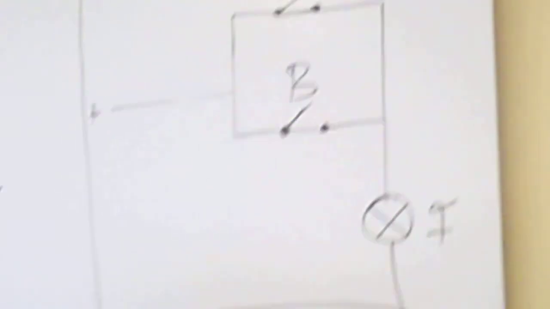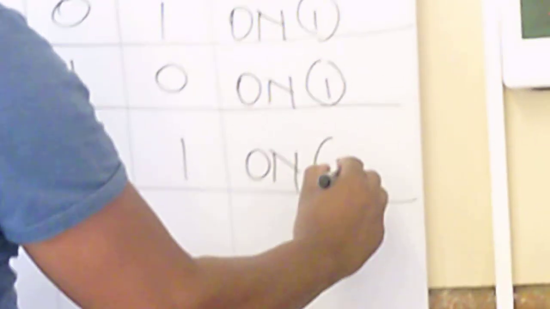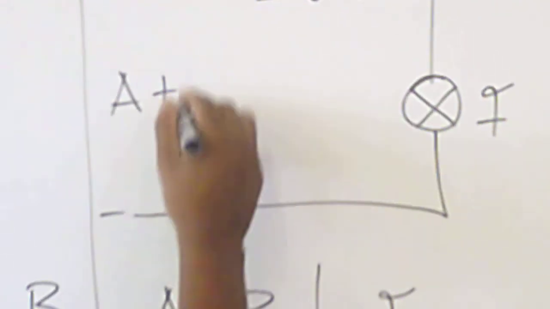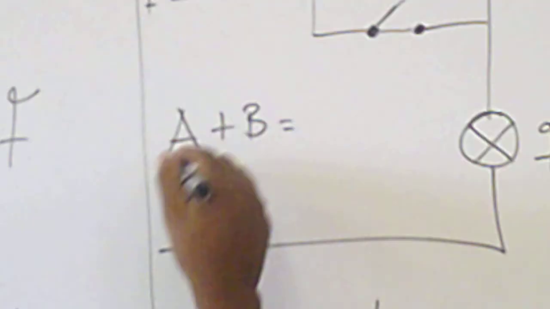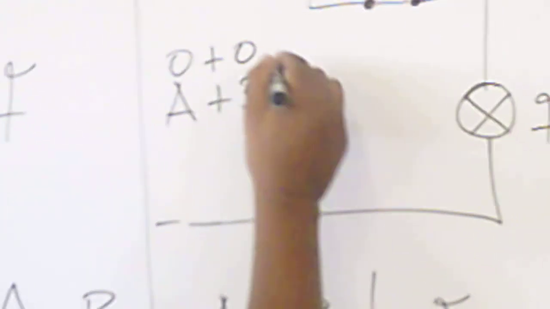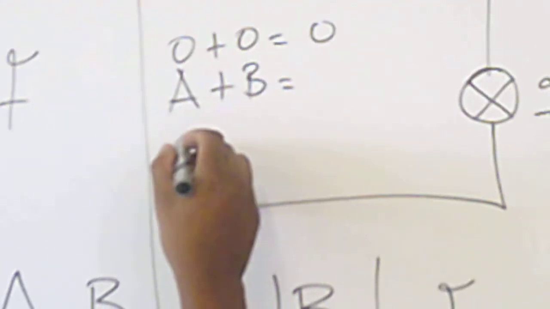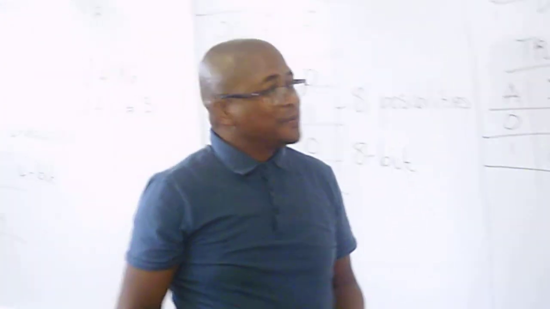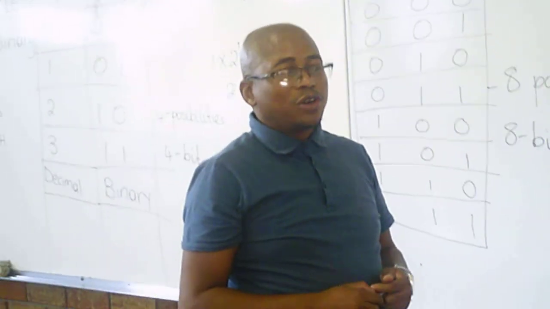It doesn't matter if I have 3 switches. If I close all of them, I will get on, which is a 1. So you can say that with an OR gate, it's A plus B. If you say it's 0 plus 0, you get a 0. But 0 plus 1, you get a 1. And due to time, this is where I want to stop today.